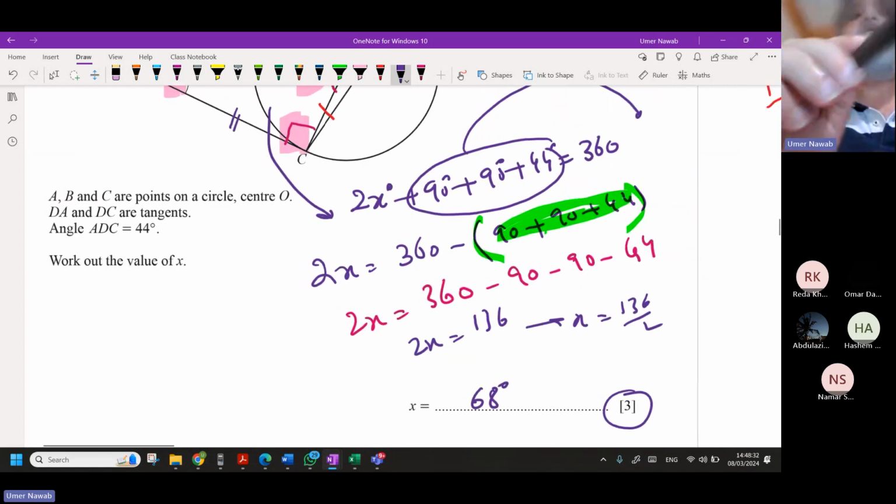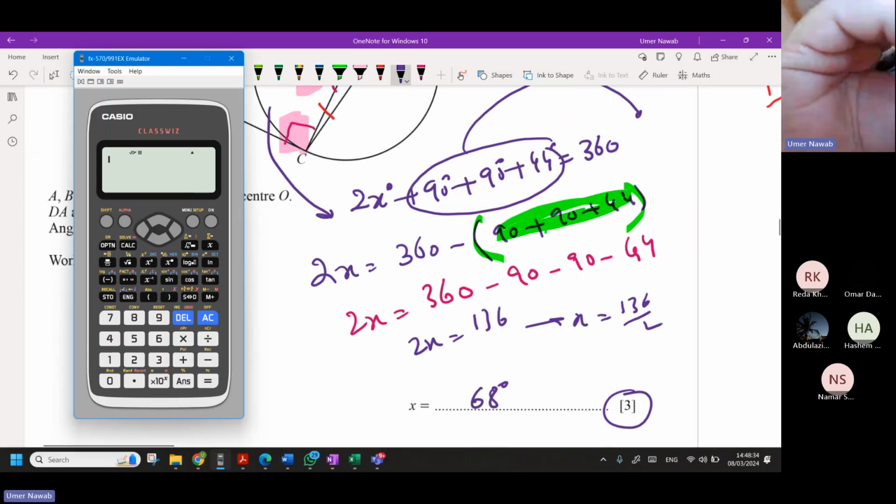And also you can use the equation solver, guys. Look at that, Mr. Omar. You can use the equation solver: 2x plus 90 plus 90 plus 44, then write the equal sign, then write 360. But show some working to the examiner because he has put 3 marks. So look, I have written the equation directly into the calculator.